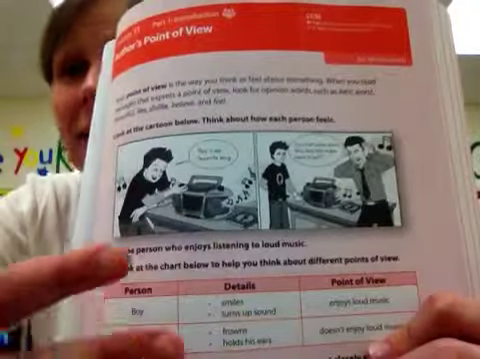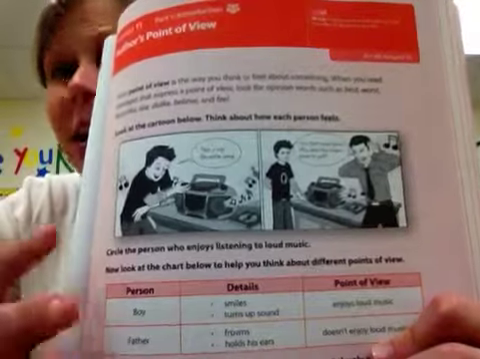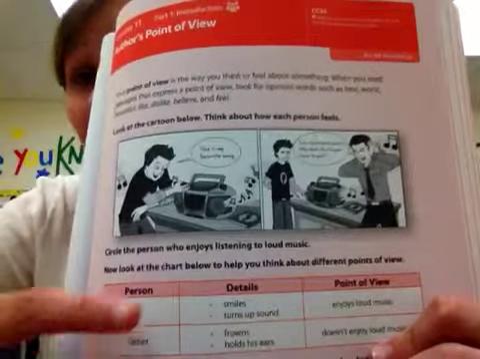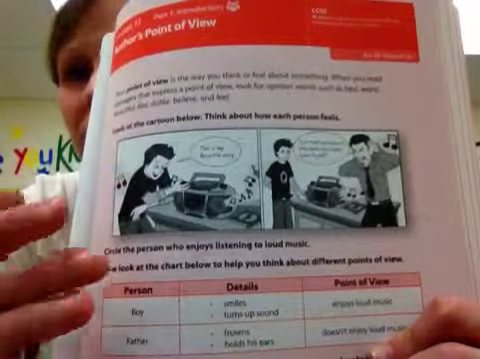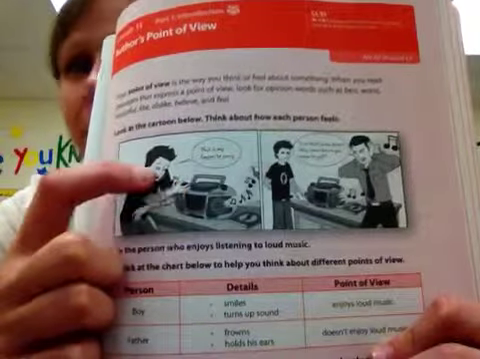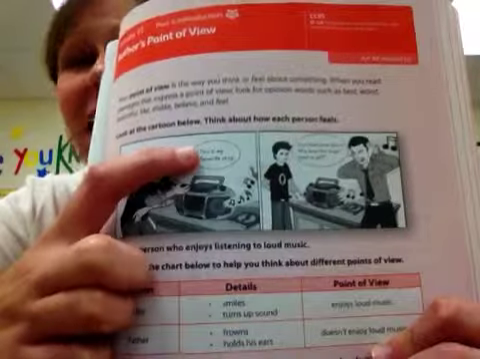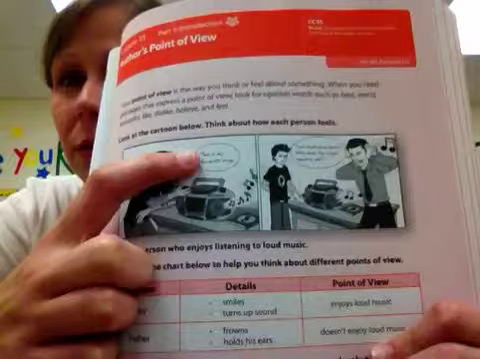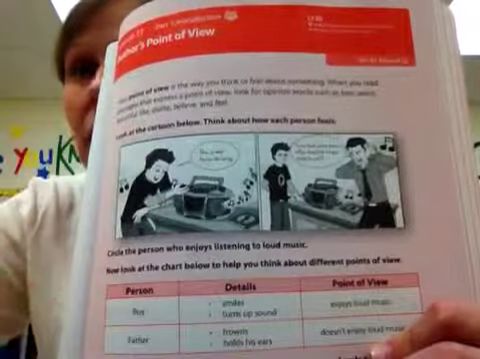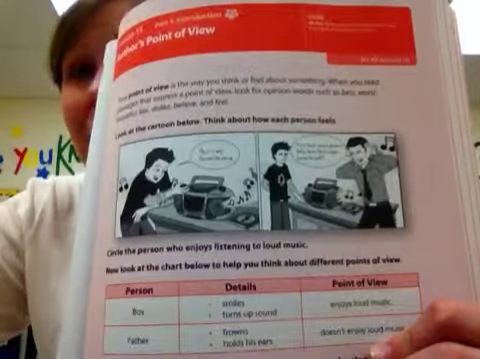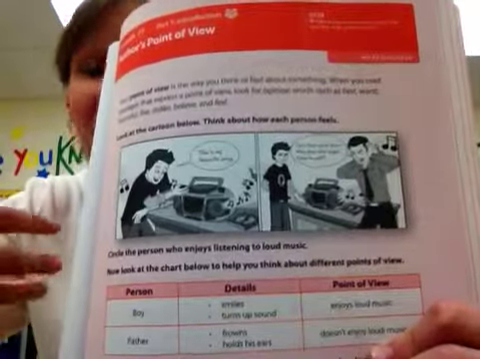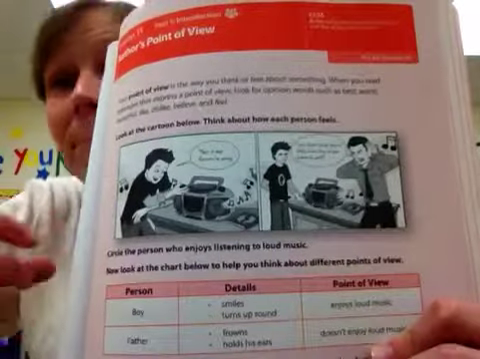He likes whatever music he's listening to. He wants it to be loud. What were my clues to figure out his point of view? Well, he's turning it up. He's got that smile on his face, and he's saying, "This is my favorite song." So his point of view is, hey, loud music is awesome. This kind of music is the best.